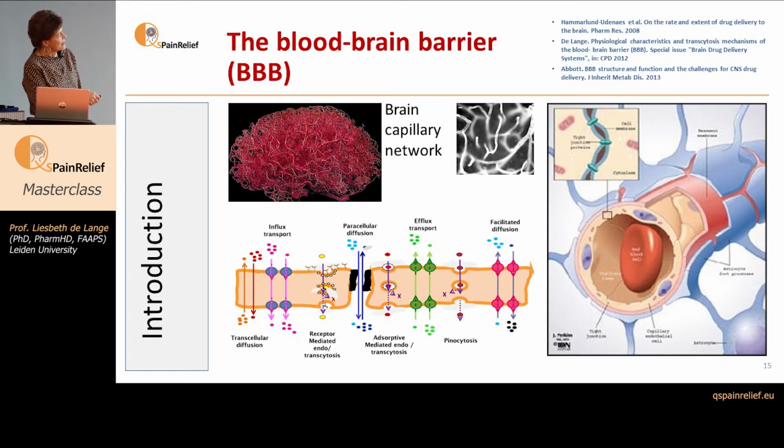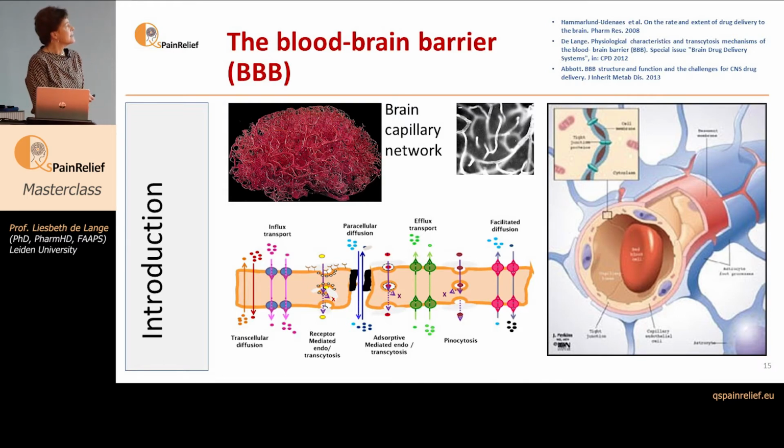Then we also have active transport modes, always from one side to the other side, from plasma into the brain or from the brain into plasma. So influx transport, efflux transport. There are also vesicle-based transport modes, but these are more important for the larger molecules and the biologics. I will not focus on that. I will focus on the small molecules, where paracellular diffusion, transcellular diffusion, influx transport and efflux transport are important.